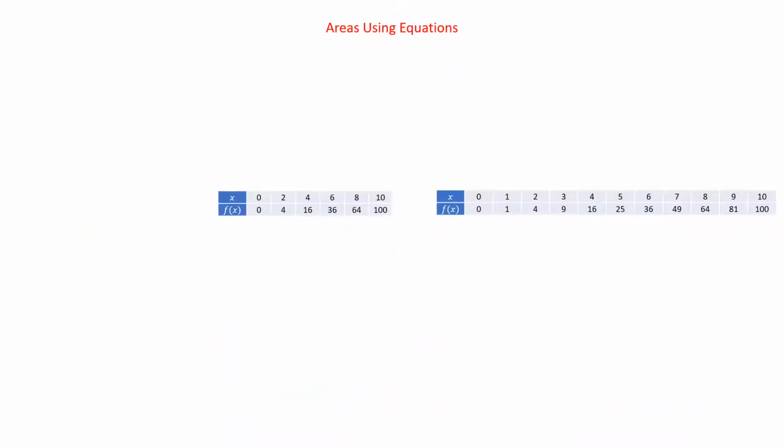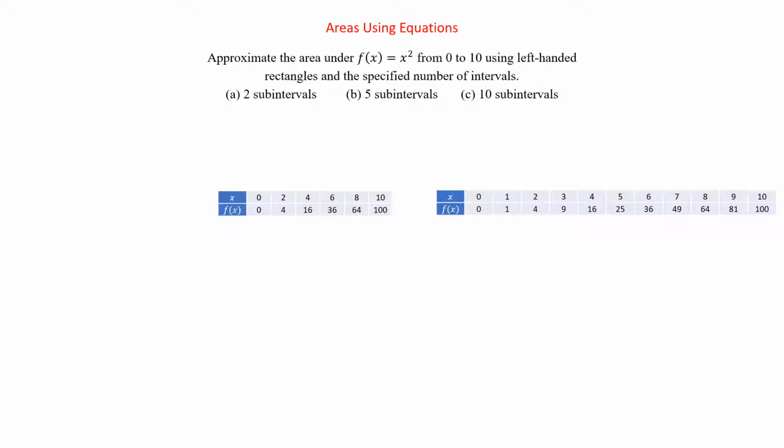With equations, as you can see from the slide, the first step is to find the values, then put them into a table, and then it's the same thing. So if we're going to approximate the area of f(x) equals x squared from 0 to 10 using 2 intervals, 5 intervals, or 10 intervals, this is how we're going to do it.